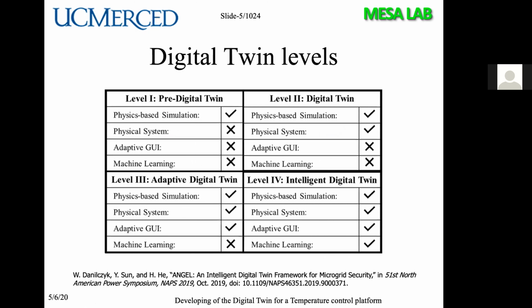Another table that some authors used to present the digital twin levels. This is the table where they represent the digital twin in 4 levels. The first level only analyzes the physics-based simulation. The second one includes the physical system. The third one includes an adaptive guided user interface. And the last one uses machine learning, so you can analyze the data, predict some behavior of the system and something like that.